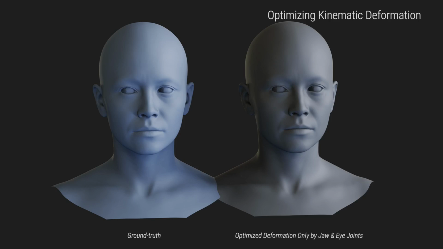We first optimize kinematic deformation from joint transformations of the jaw and eyes. System unknowns at this stage include weight maps for linear blend skinning and corrective deformation components to capture accurate kinematic movements that include rotations.